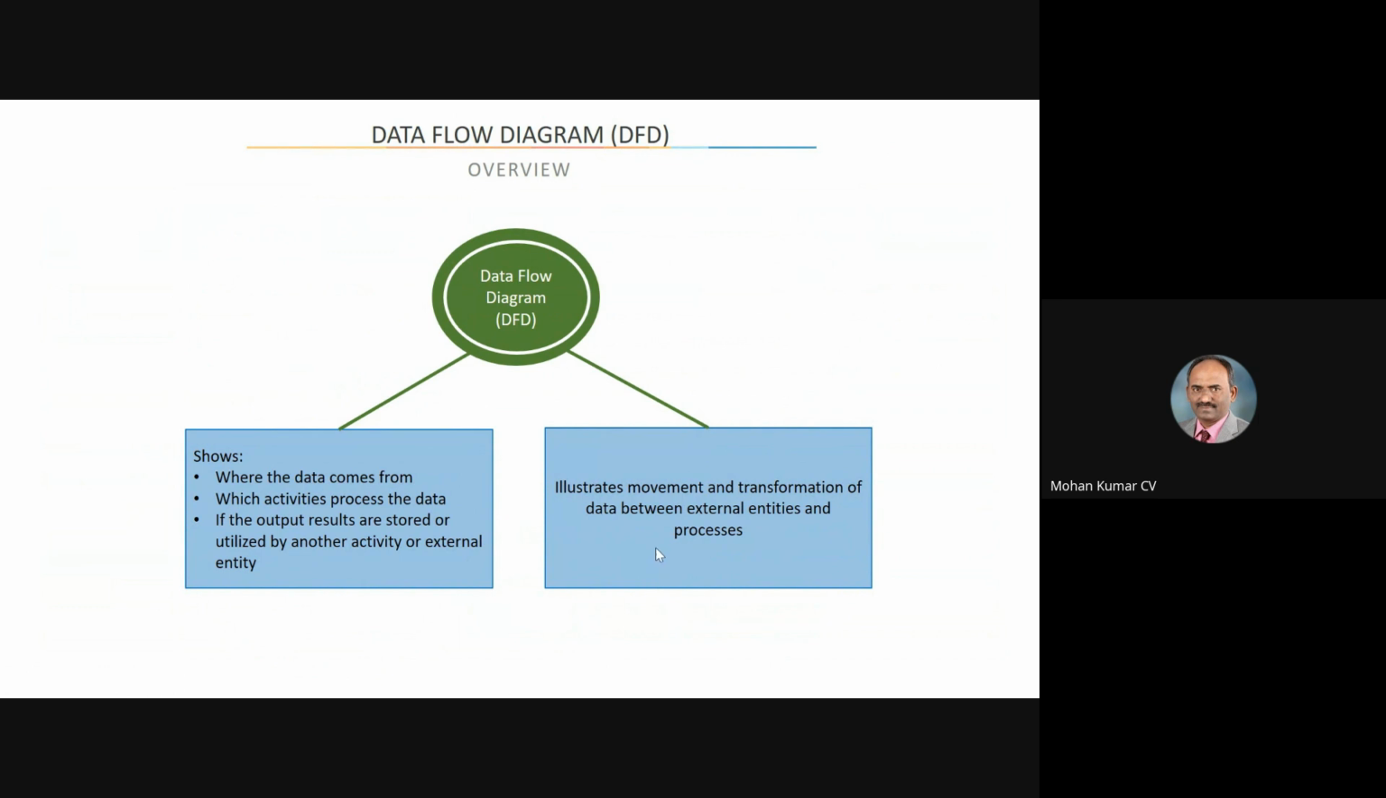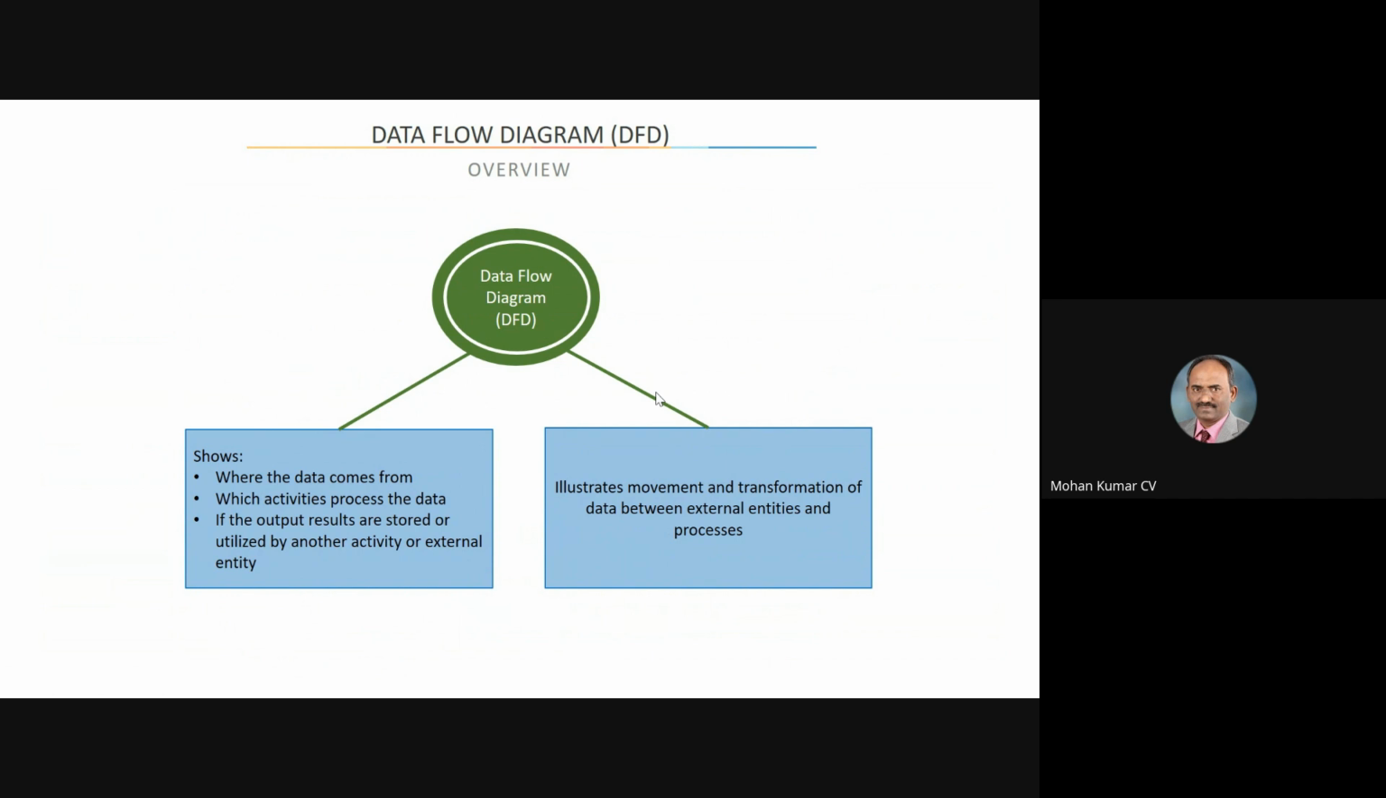There is another thing which is very popular called the data flow diagram. A data flow diagram is how data flows. So data flows from one entity to another entity. That entire thing, how you put the flow of data, is called a data flow diagram. It shows where the data comes from, which activities process the data, and whether the output results are stored or utilized by another activity or external entity. So that entire thing comes in your data flow diagram.